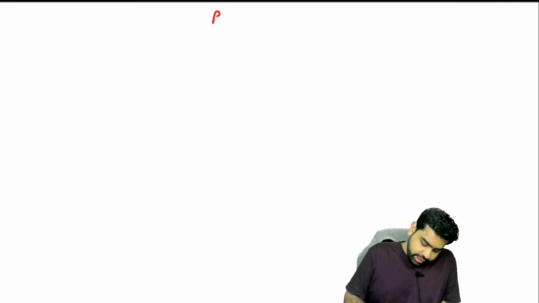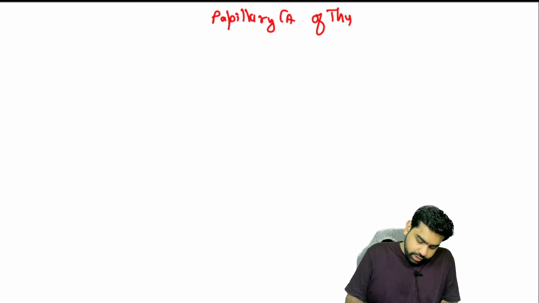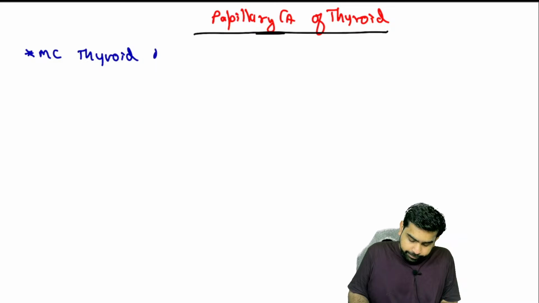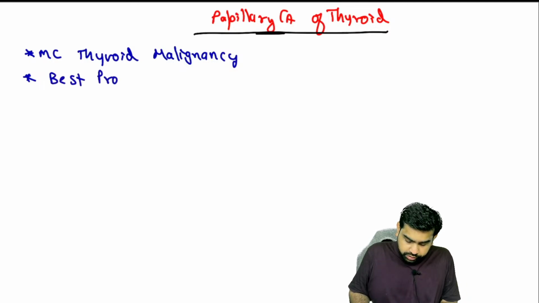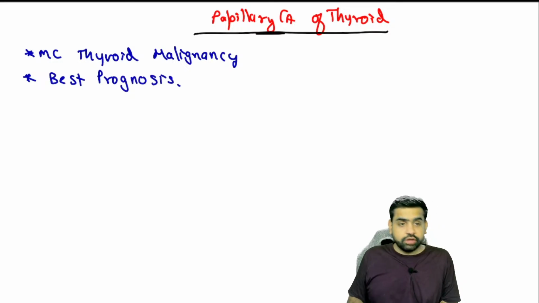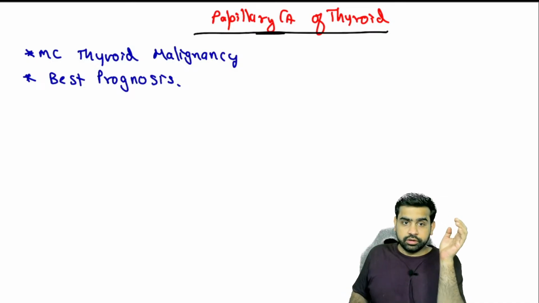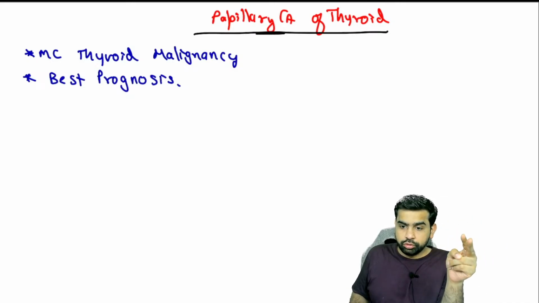Okay, so let's talk about the papillary carcinoma of the thyroid in a bit more detail. If I ask you the important things about this papillary carcinoma of thyroid, what are you going to tell me? That this is the most common thyroid malignancy. Well, yes, that's true. This is also the thyroid malignancy with the best prognosis. So these are the two important things which you need to understand.